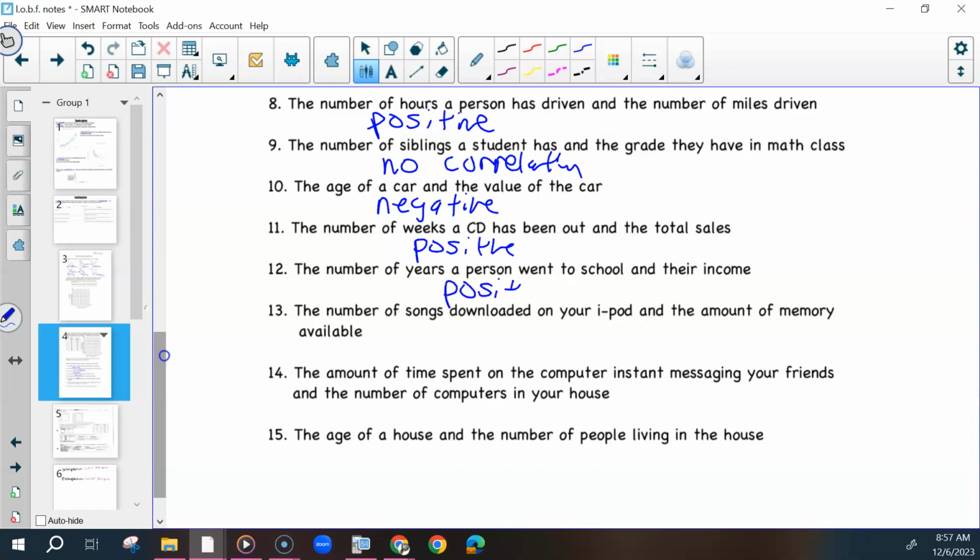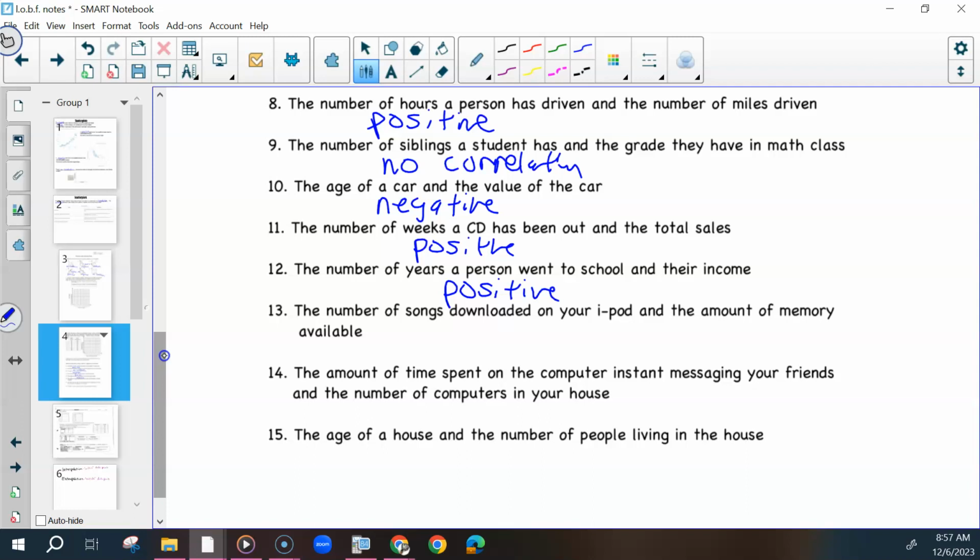Couldn't some of these be both negative and positive? Maybe the CDs, because the longer, like the number of weeks, if it's past a year, it's probably not going to have the same amount of sales it did at the beginning. The number of sales will start to go down eventually, but I don't think they're talking like that far down the line. So that could be negative if we thought about it further out.